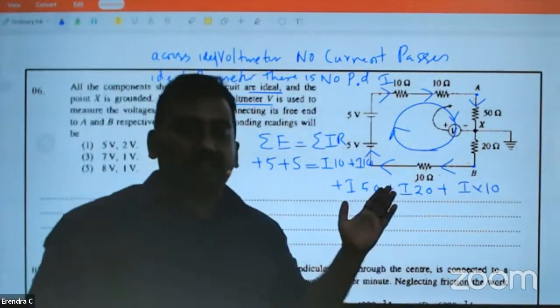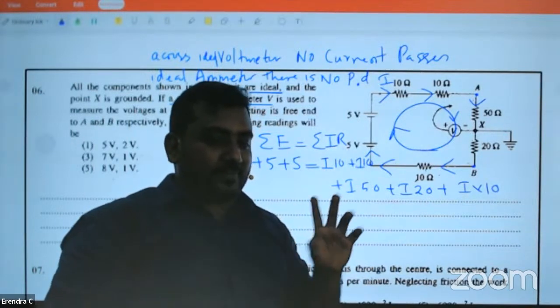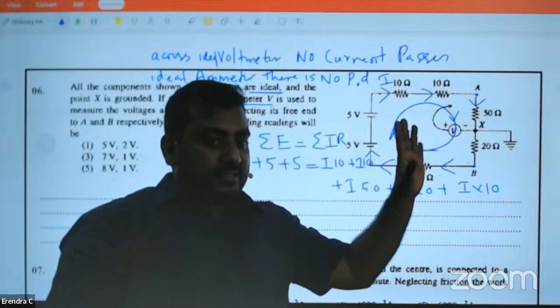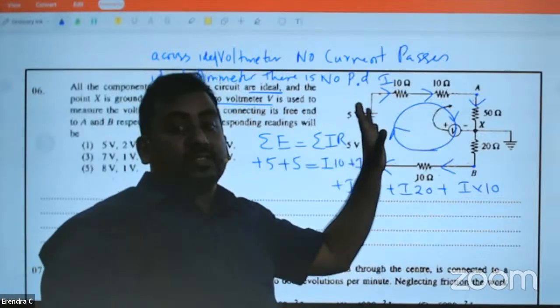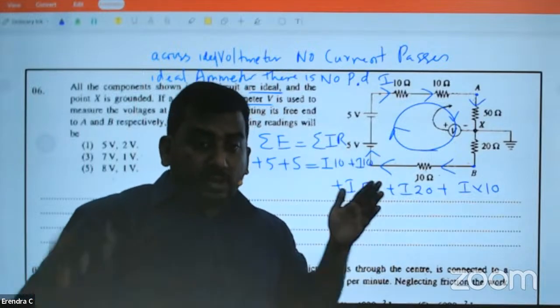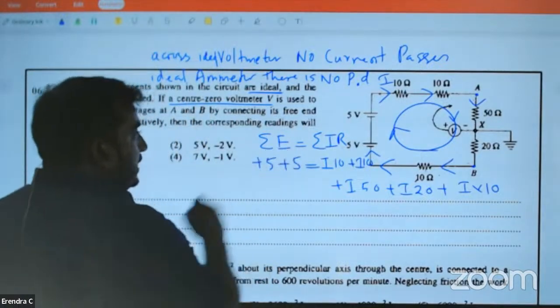Some people apply V equals IR for this. That is not A level. I'm doing this so that even if there's an essay question, you can handle it. Some people put V equals IR for the whole circuit. You can't do that and learn electricity. At your level, you should know Kirchhoff's law. So you're applying the rules here.